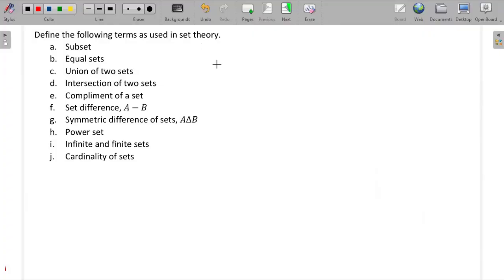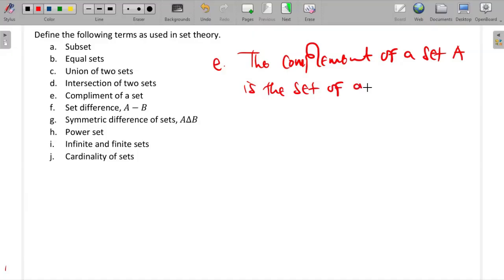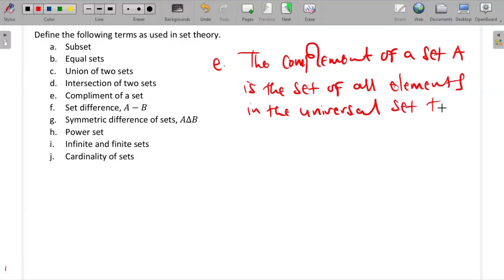Okay, what about the complement of a set? So that is part A. So part E, we're going to say the complement of a set A is the set of all elements in the universal set that are not in A. The complement of set A is the set of all elements that are in the universal set, but they are not in that particular set.